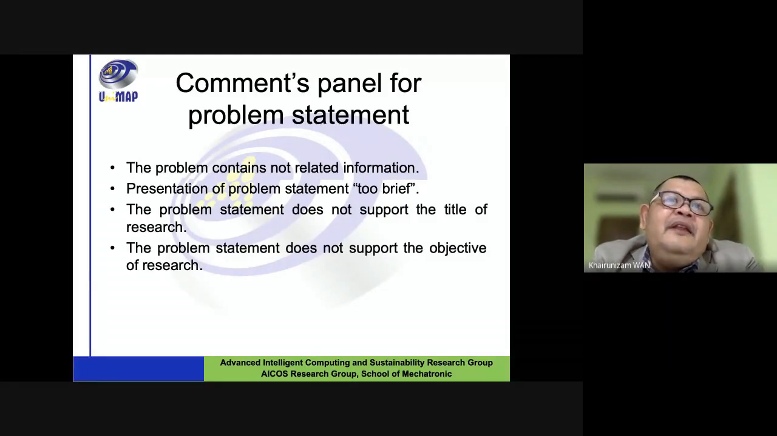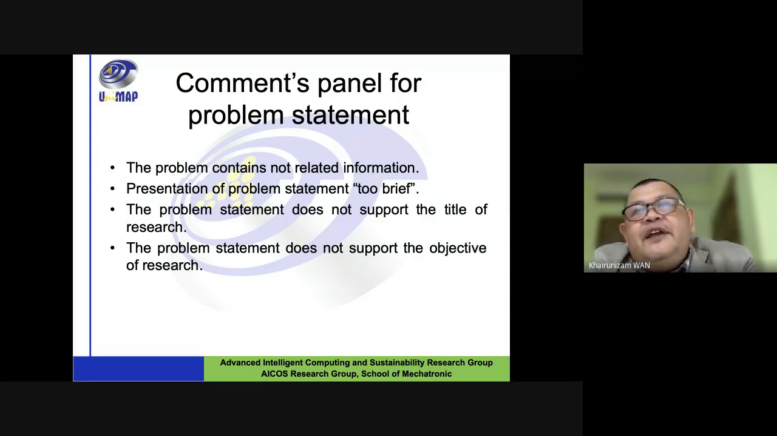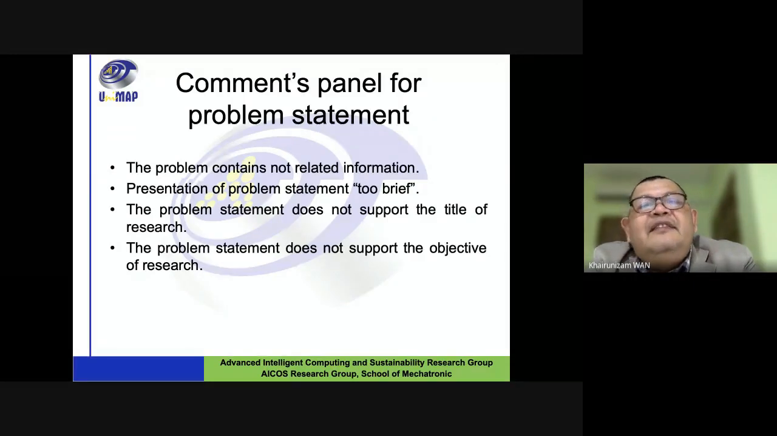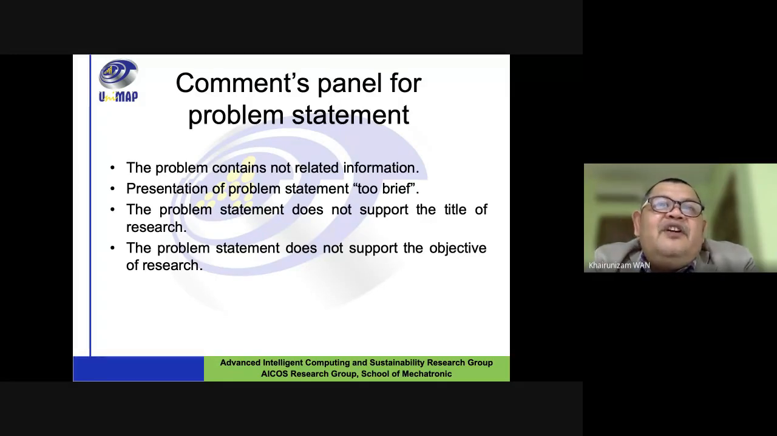The first comment: the problem contains not related information. If you look at the title, there is no relation with the problem statement that the student wrote. So that's why the problem contains not related information. Next, presentation of the problem statement is too brief, too general, not technical. This is also not good.